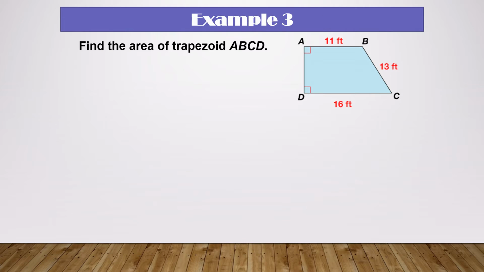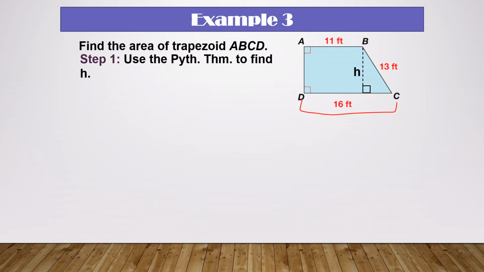Now for example 3, this one is a little different because we do not have the height, so we need to find the height. We can draw in a line that creates a right triangle and a rectangle here. If you think back to last quarter, we did the Pythagorean theorem. So we can use the Pythagorean theorem to find h. We know that this whole thing of DC is 16. So if this piece is 11 up here, this piece would also have to be 11. So the other little piece would be 5 feet.